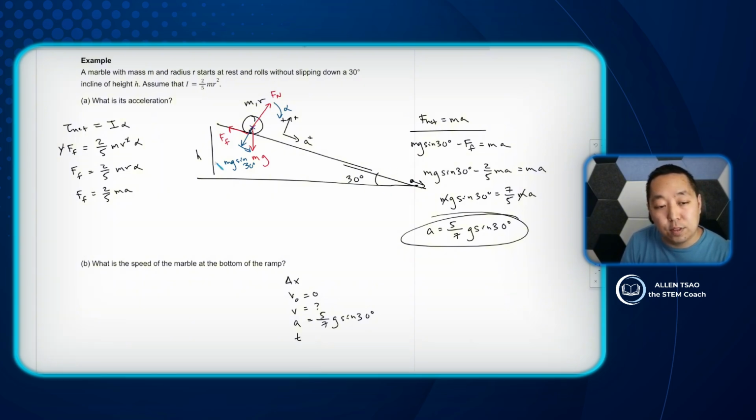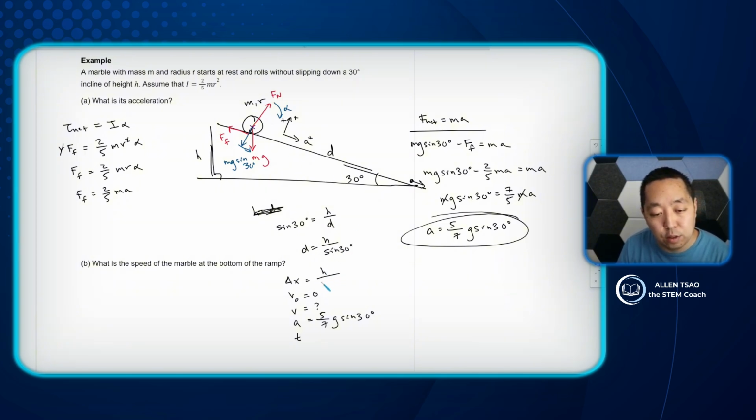If from a right triangle this is h, we know that h is equal to d sine, or think of it as opposite over hypotenuse. Sine of 30 degrees is going to equal h over d, opposite over hypotenuse. Therefore, d is equal to h over sine 30 degrees. So how far we're going to travel is h over sine 30 degrees. And we can have our answer in terms of h because that's something they gave us already.